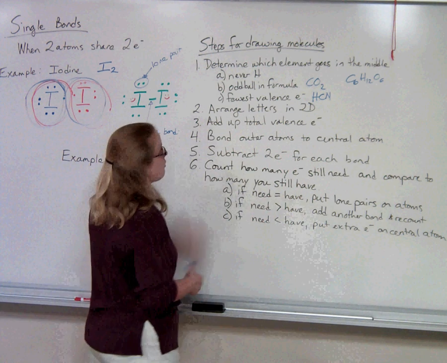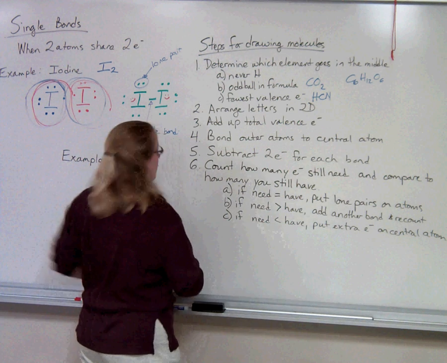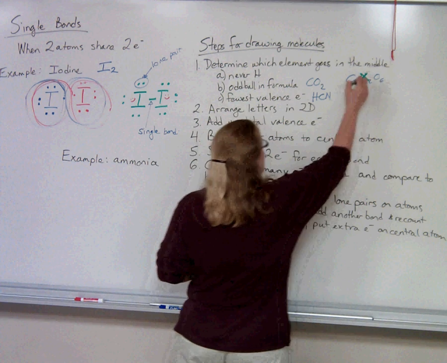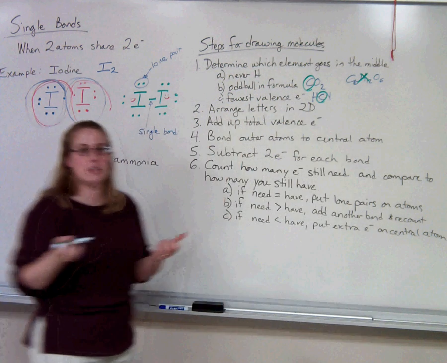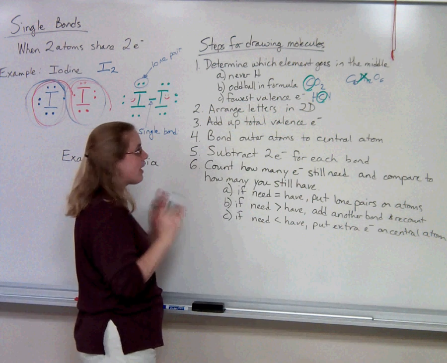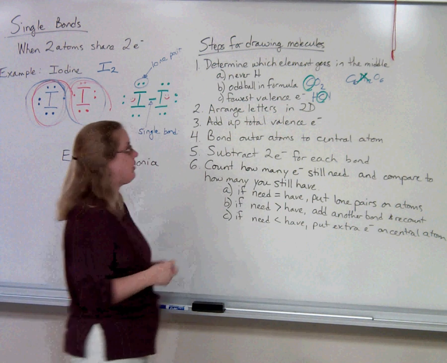All right, so our first step is to figure out who's going to go in the middle. It's never going to be hydrogen. It's always going to be our oddball, and if all else fails, it's the one with the fewest valence electrons. But again, never hydrogen.